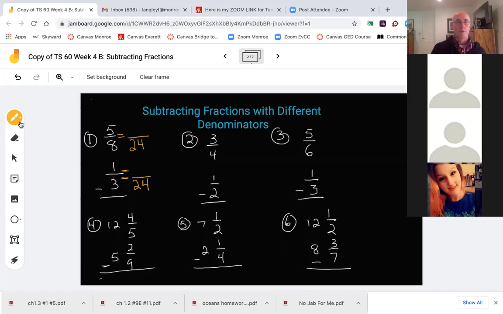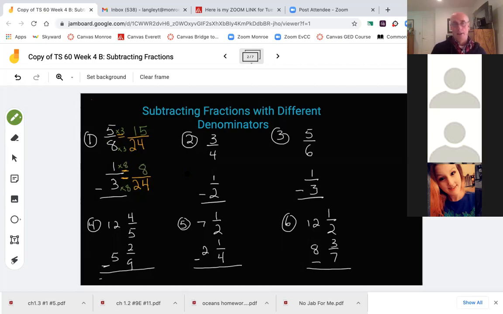Now you ask yourself, okay, what did I multiply the 8 by to get it to 24? I must have multiplied it by 3. So whatever I did to the bottom, I got to do to the top. This becomes 15. What did I multiply 3 by to get it to 24? Must have multiplied it by 8. So I'm going to do that to the top here, and I have an 8 here, okay?